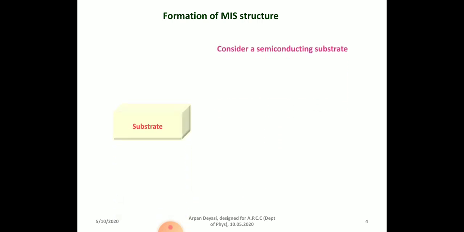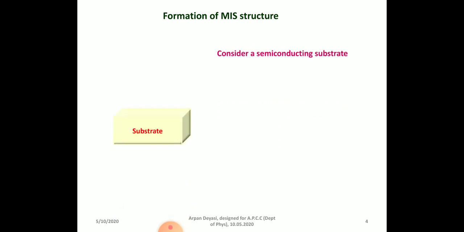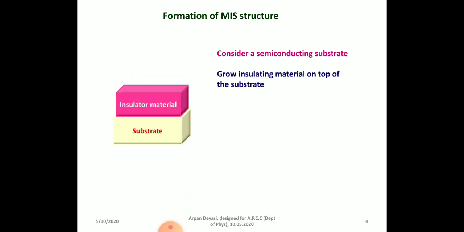So let's go into details from the fabrication point of view of how a MIS structure is grown. Let me show you. Take a semiconducting substrate. It's shown in the figure as a yellowish block. You can grow it by MBE, by CVD, by MOCVD, whatever technique you like. Now on top of it you make an insulating layer. A simple insulator is grown on top of the semiconducting substrate. So it's now a bilayer structure. Is it clear? It's a bilayer structure.